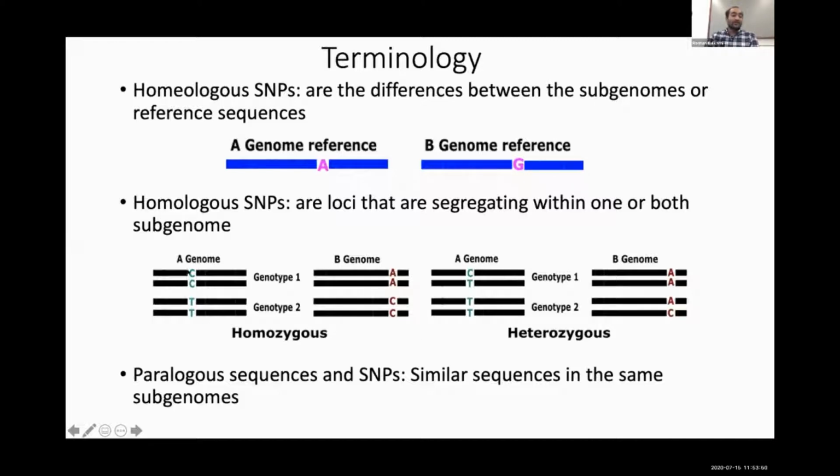And of course, if they are not segregating, they're homozygous, and if they're segregating, they're heterozygous. In addition, because of the presence of repeat sequences in the peanut genome, there can be paralogous sequences and SNPs resulting from those sequences.